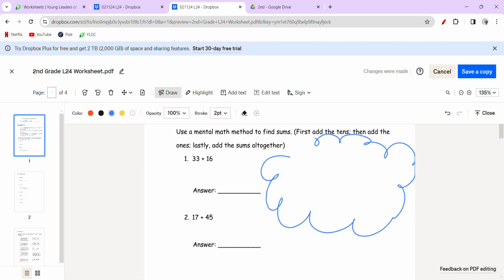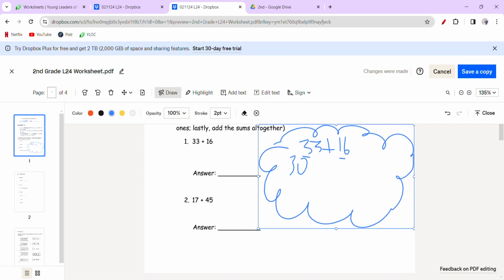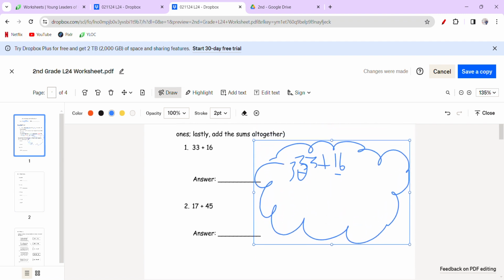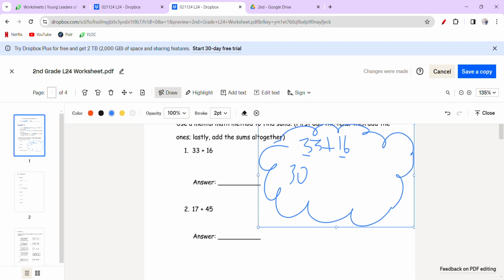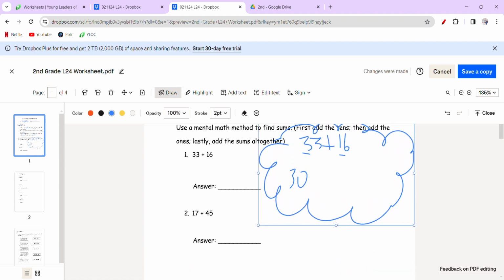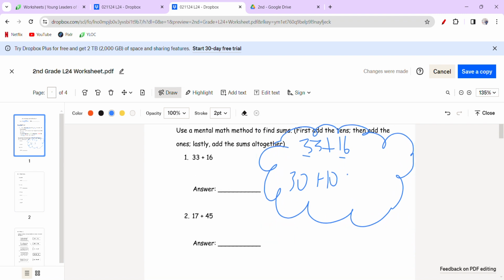while you're solving this. So if it's 33 plus 16, you look at the tens place first. 30 plus 10 will equal 40. And then look at the ones place. 3 plus 6 will equal 9. 40 plus 9 will equal 49. So your answer would be 49.